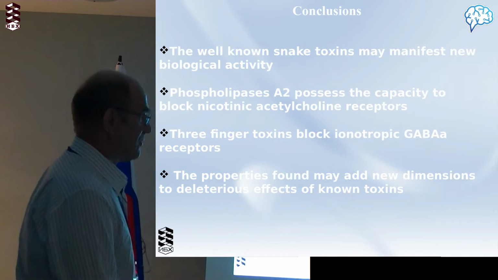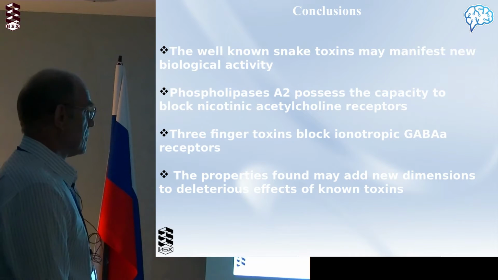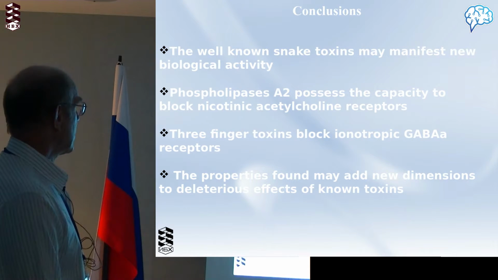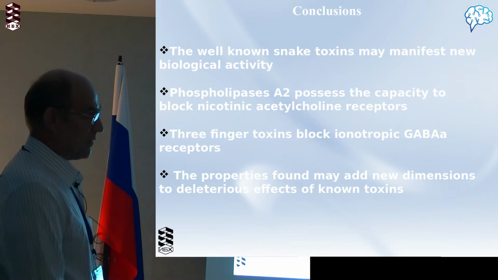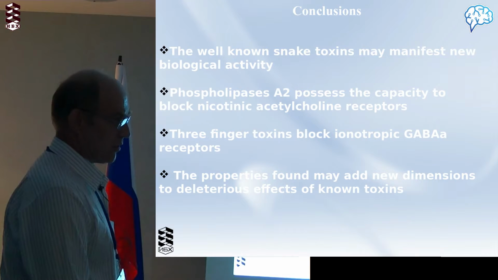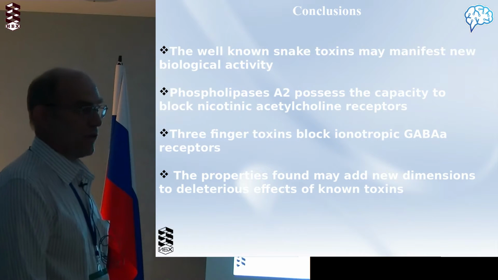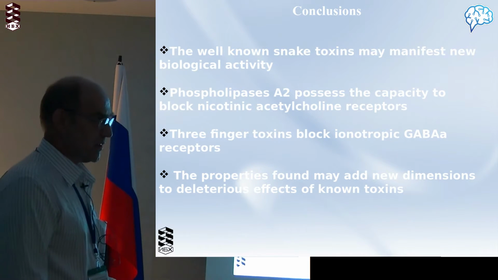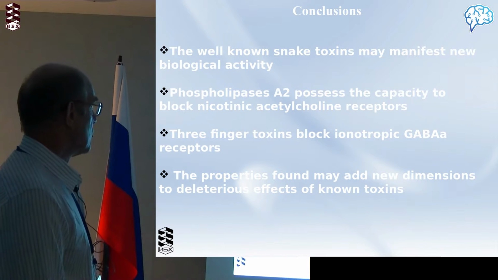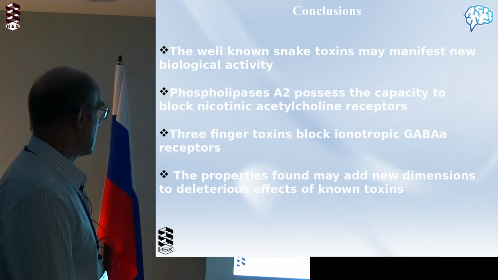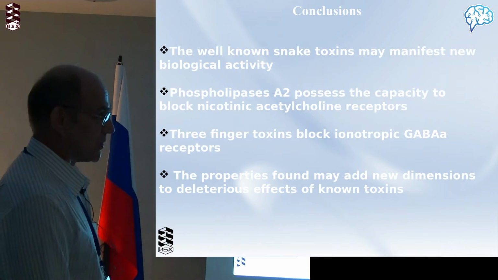And just a very short conclusion: the well-known snake toxins may manifest new biological activities, like three-finger neurotoxin on GABA-A receptor or phospholipase A2 on nicotinic acetylcholine receptor. And these properties may add a new dimension to the deleterious effects of known toxins.